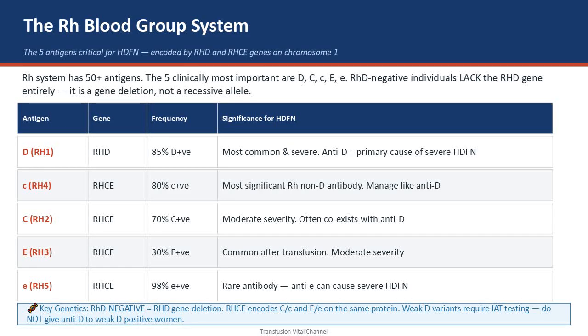Whereas weak D typing requires the indirect antiglobulin test. Weak D types 1, 2 and 3 are not a risk for sensitization, whereas partial D variants are at risk and should receive anti-D. If we talk about the frequency, 85% of the population is D positive, and in Rh negative women, approximately 60% of pregnancies involve an RhD positive fetus, making systematic anti-D prophylaxis essential.